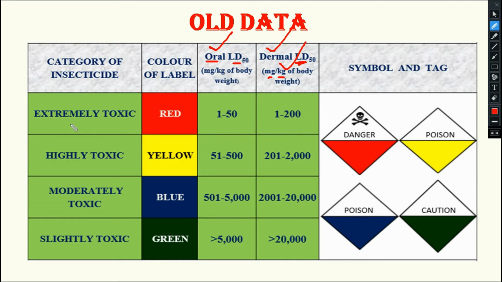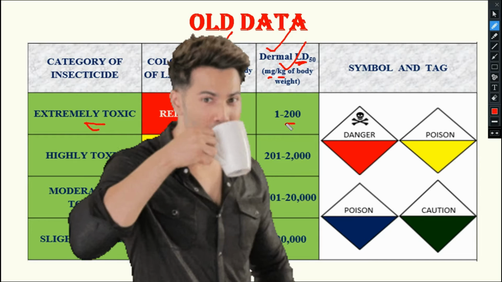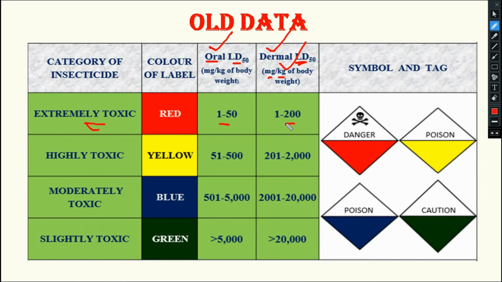So here you can see for a specific table, the value of oral is less and the value of dermal is more. This is a general thing. If surf is there and you are touching the surf, some effect may be there. Suppose you are applying an insecticide in the field, some effects are definitely there on your body and your health as you are touching the insecticide. But if you consume it, it will be more harmful.